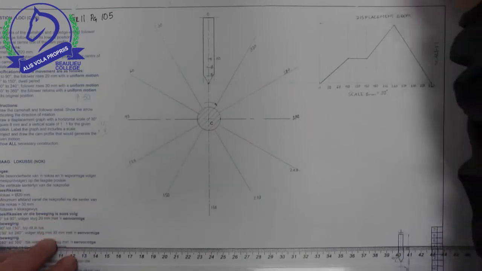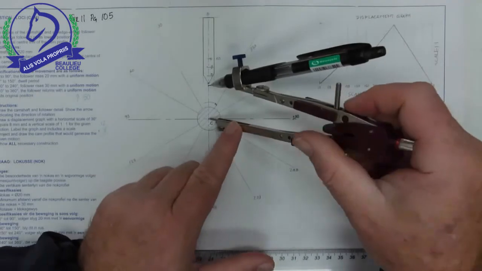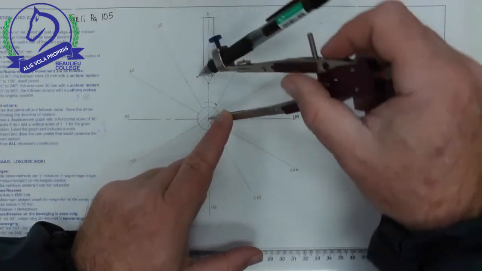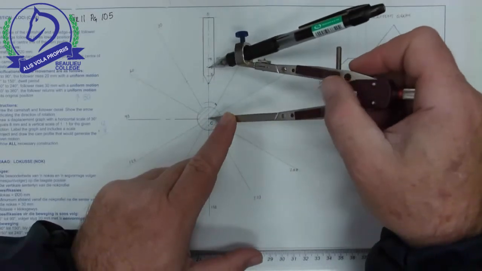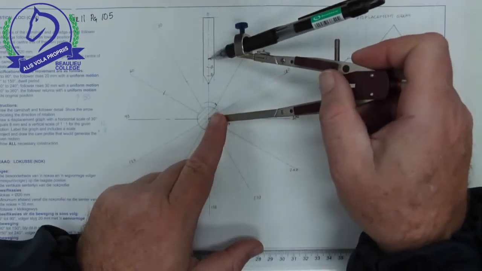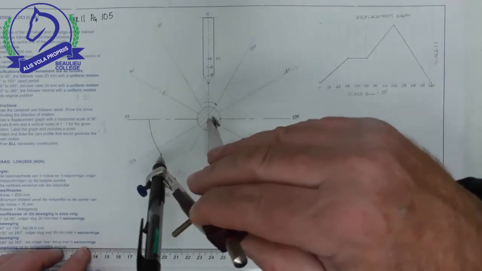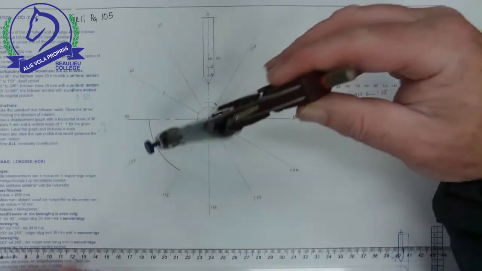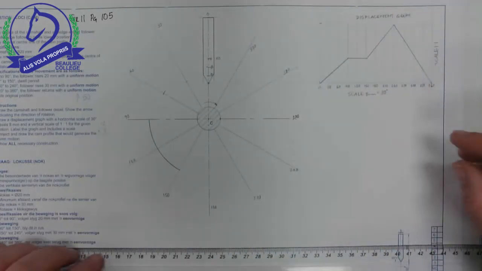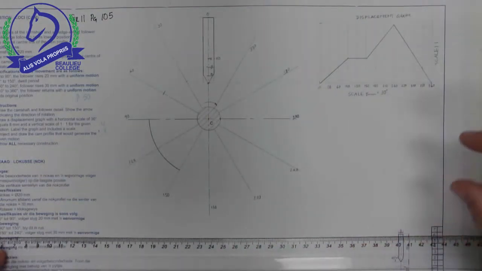Now let's transfer them using my compass. There's my distance of 30, distance of 60, and 90 to 150. So I'm going to draw that in because there was a dwell period. So as you get better with that, you can take more points across. Just make sure that you label them correctly there.